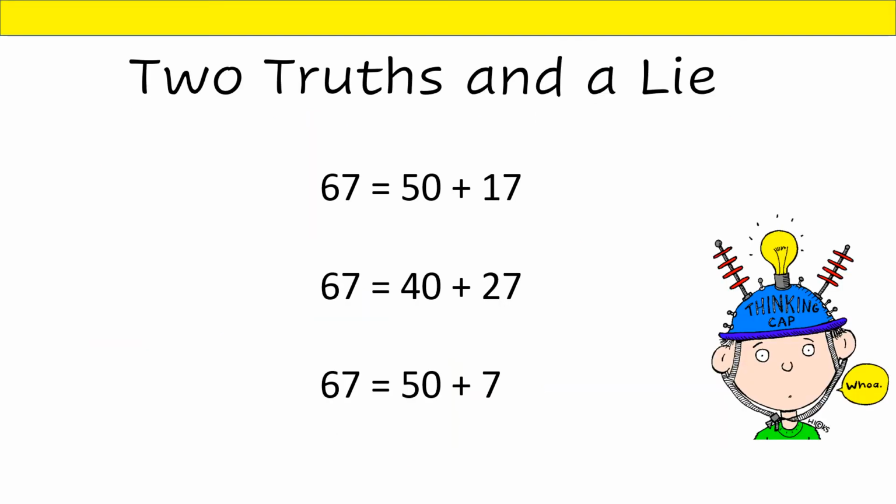We are going to play a game called 2 Truths and a Lie. There are 3 equations here. 2 are true and 1 is false. Which one do you think is false or the lie? Pause the recording while you figure it out. Then circle the lie on your recording sheet and tell how you know it is not true.